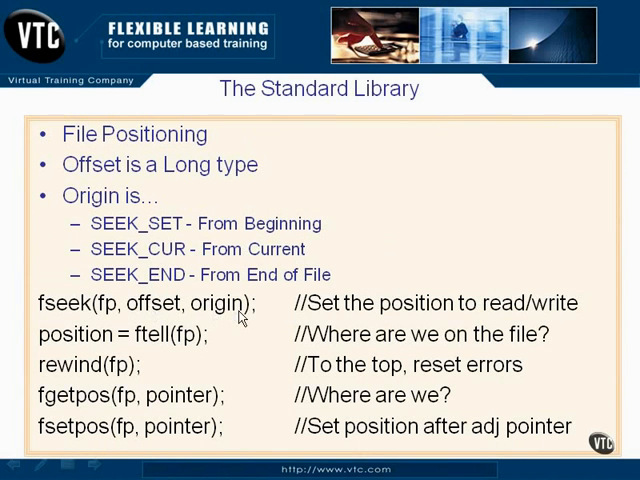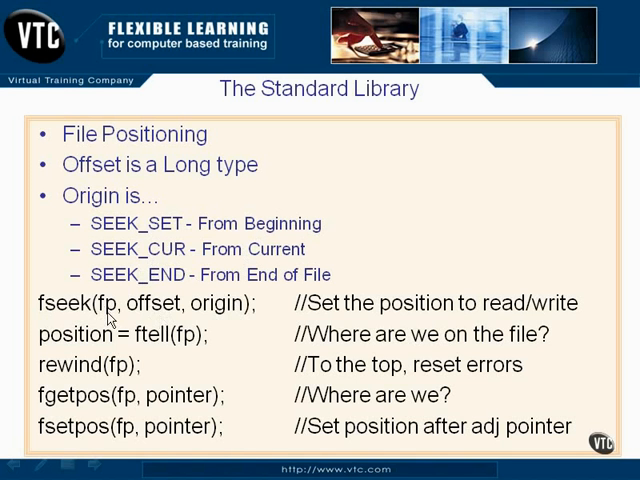This origin value, you remember seeing this from our seeks that we had earlier when we talked about file handling. SEEK_SET is from the beginning, SEEK_CUR is from the current file position, and SEEK_END is from the end of the file backwards. fseek, here's the file pointer, the long offset value, and the origin. So that sets our position on this file pointer based on the origin, SEEK_SET, CUR or END, and the offset.